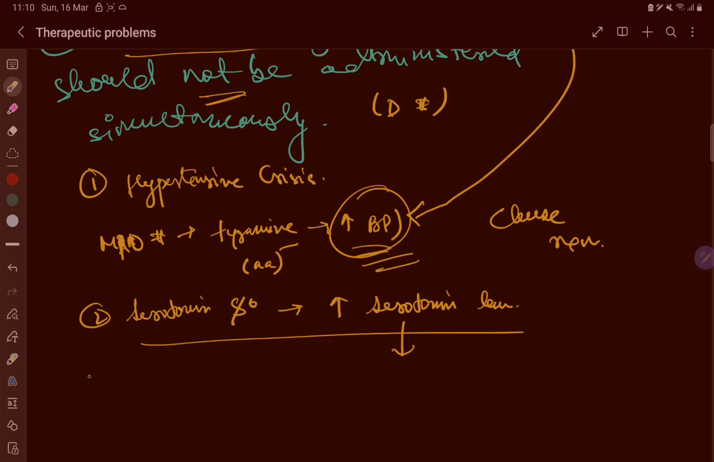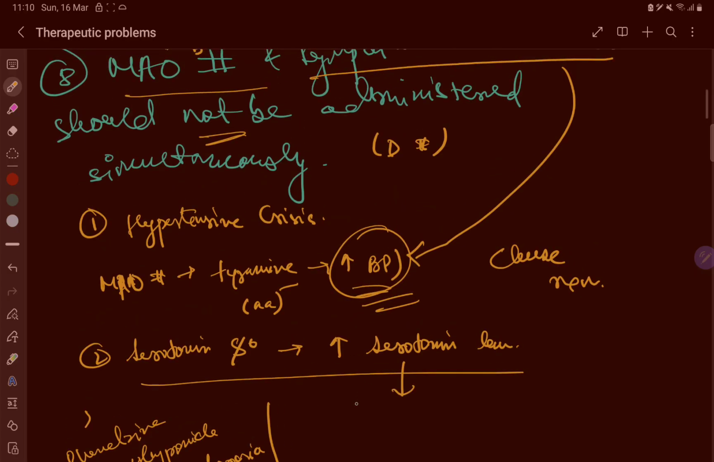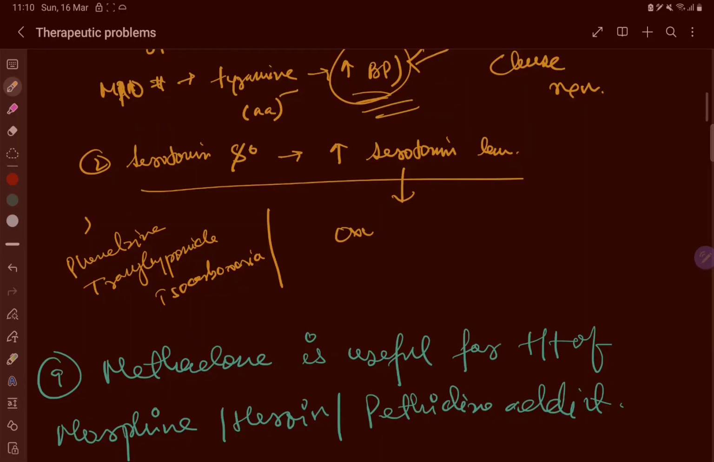So what are examples of MAO inhibitors? It is phenelzine, tranylcypromine, isocarboxazid. Sympathomimetic agents: oxymetazoline, phenylephrine, pseudoephedrine.